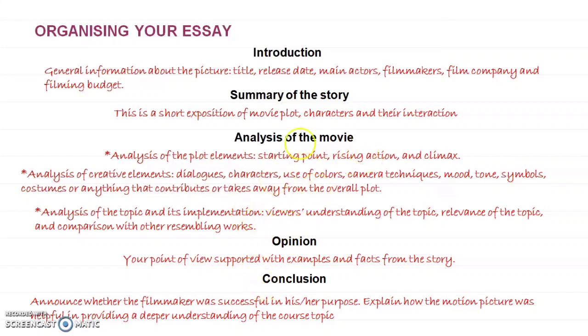Okay, next one, this is where we go to your opinion. Okay, pendapat. Your point of view supported with examples and facts from the stories. You take a scene from the movie. Kamu ambil contoh daripada movie tu kan. Okay, kamu bagi pendapat. Okay, it could be a good opinion and it can be the advantage and the disadvantages. Okay, it can be a good thing and a bad thing about the movie, what you like and what you don't like about the movie.